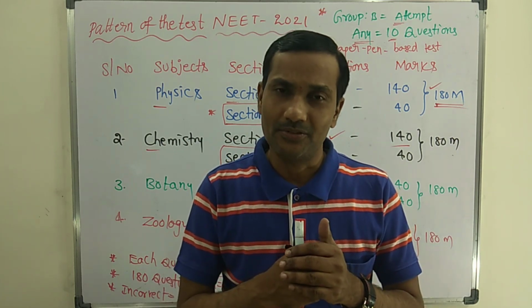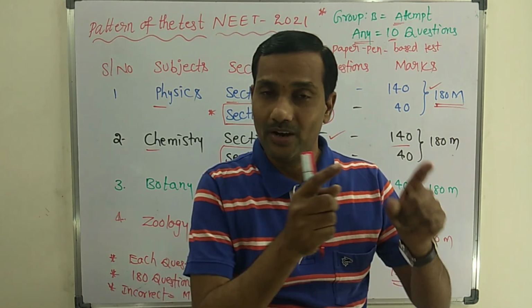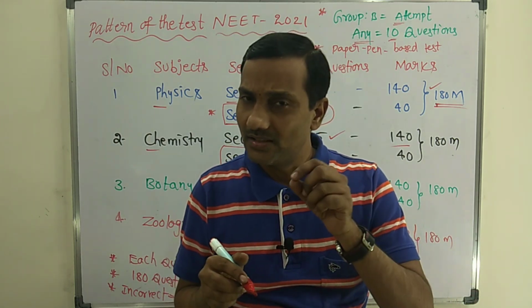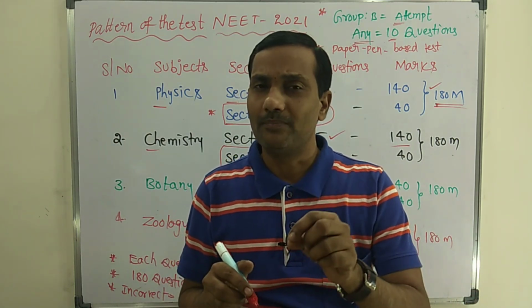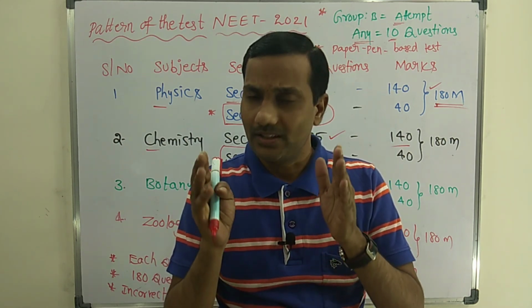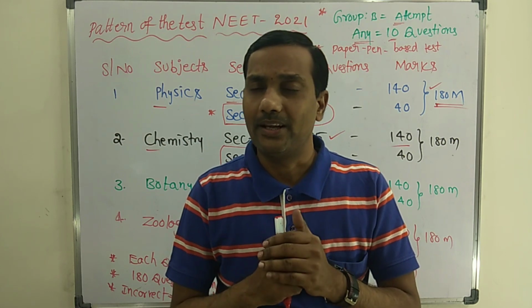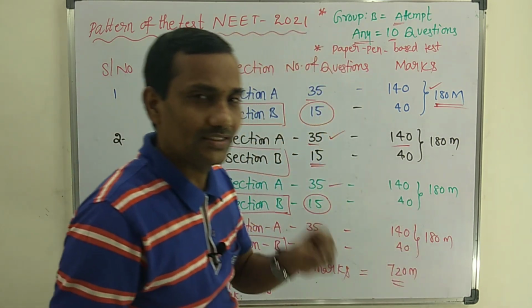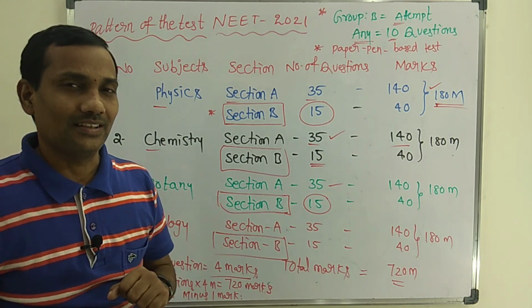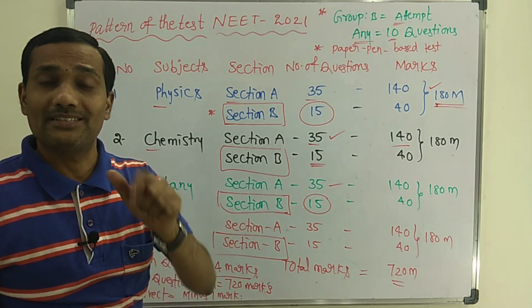For reading 180 questions in 3 hours, you have to read the question, then bubble the particular answer, that 1, 2, 3, 4, those 4 options, within the stipulated time. But this year there are 20 extra questions. So how to manage, that is very important.